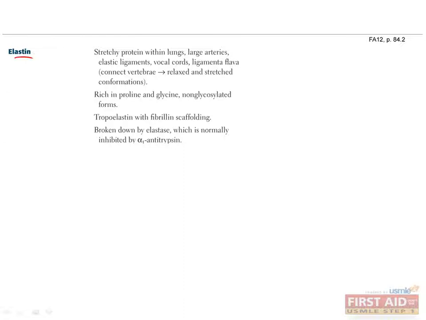Elastin is an elastic protein found in the lungs, large arteries, elastic ligaments, vocal cords, and ligamenta flava. It's similar to collagen because they're both rich in proline and glycine. However, unlike collagen, it does not contain hydroxyproline or hydroxylysine. It's also similar to collagen because both are produced by fibroblasts. So how is elastin made? First, tropoelastin is secreted, and then it's cross-linked to other tropoelastin molecules along with the scaffolding of fibrillin. It's this cross-linking of tropoelastin molecules that gives elastin its elastic properties.